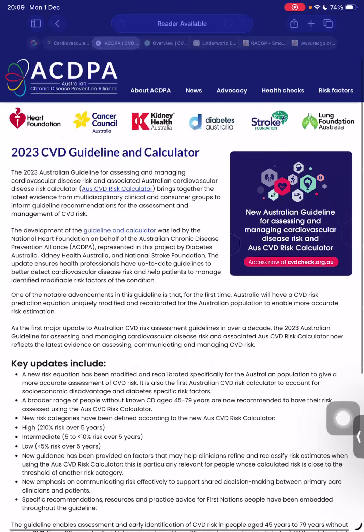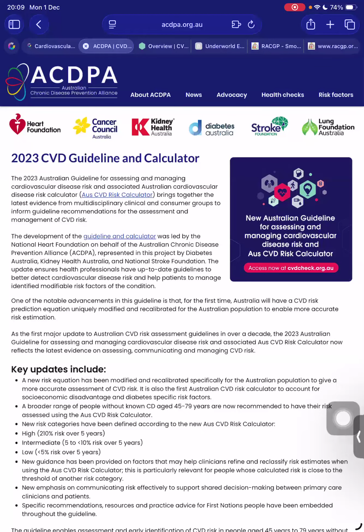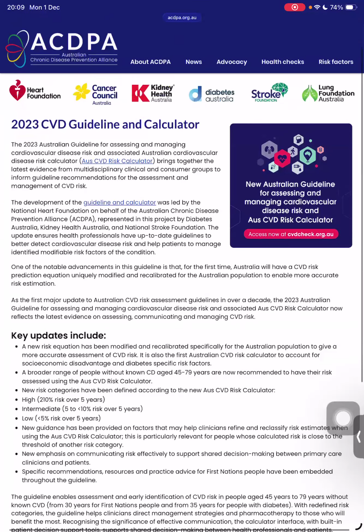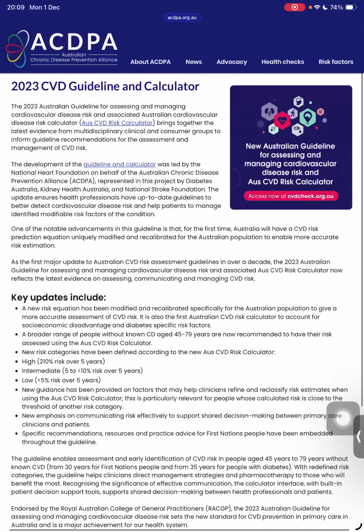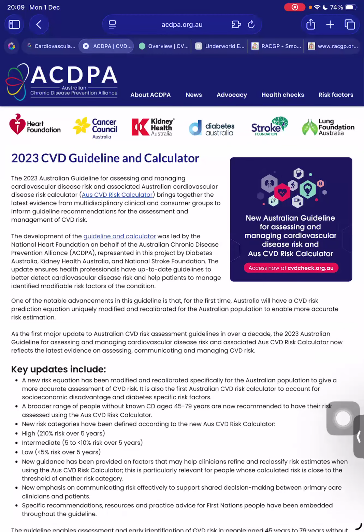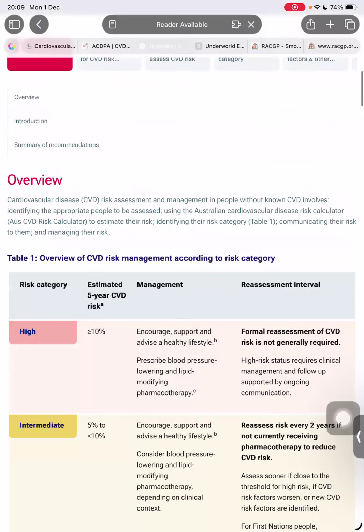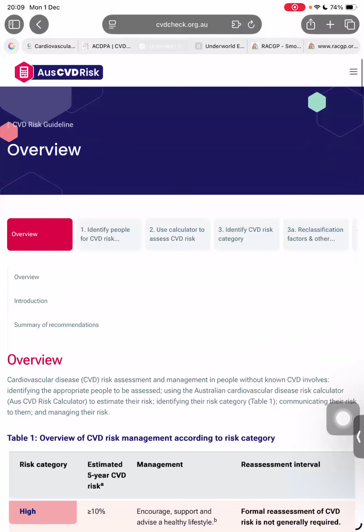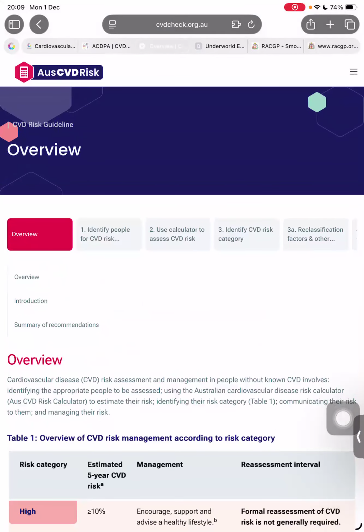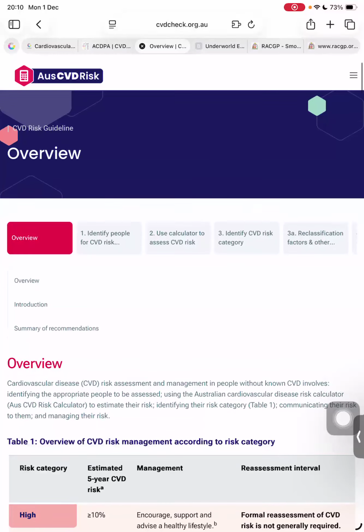Yeah, this is the ACDPA, the risk assessment thing. In the TG also they have mentioned the 2022 CVD guideline and calculator. Here we don't have to know about this calculator. This is the calculator. And on this website, this is the same thing, the Australian cardiovascular risk guideline. Other than TG they have their own guideline as well.